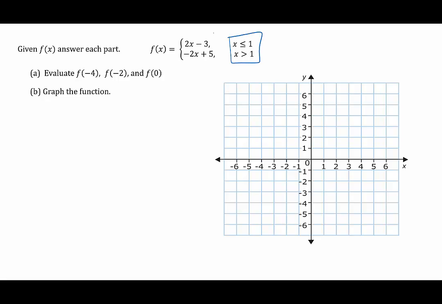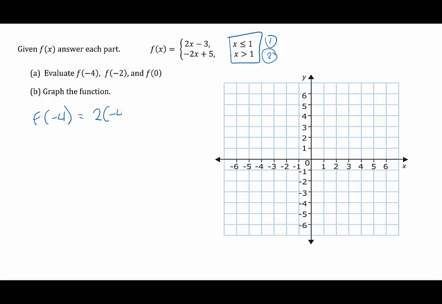X equals 1 is where the magic happens for this graph of f. Okay, so the first thing we're going to do, we're going to evaluate f of -4. Where is -4 going to fit in the domain? Is it less than or equal to 1, or is it greater than 1? I'm going to call this one piece 1 and this one piece 2. It is part of piece 1, right? -4 is less than or equal to 1, so I only plug it into the top piece.